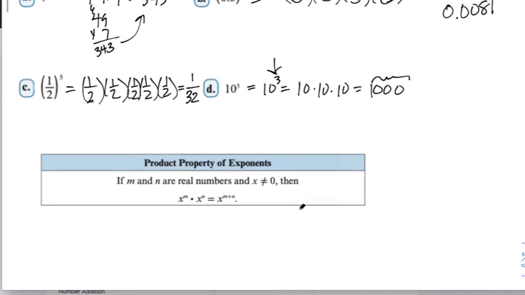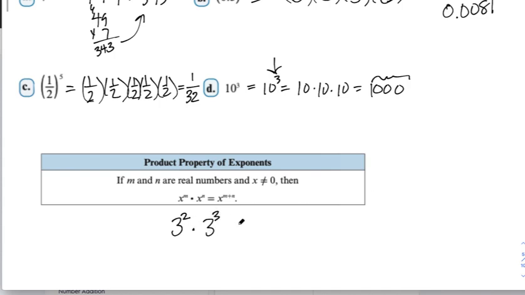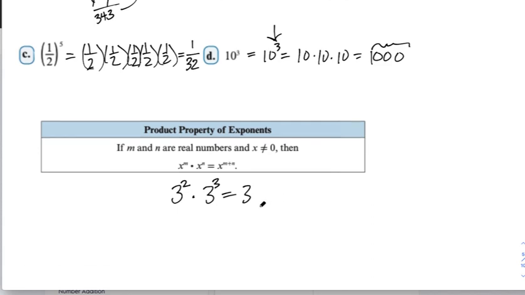All right, so we're looking at the product property of exponents, and so the product property is this. It says if you have x to the m power times x to the n power, you get x to the m plus n. And I know you're like, what? Let's think about it in terms of real numbers. So if I have 3 squared times 3 to the, let's say, 3rd power, that would be equal to 3 to some power. Let's think about what that means.